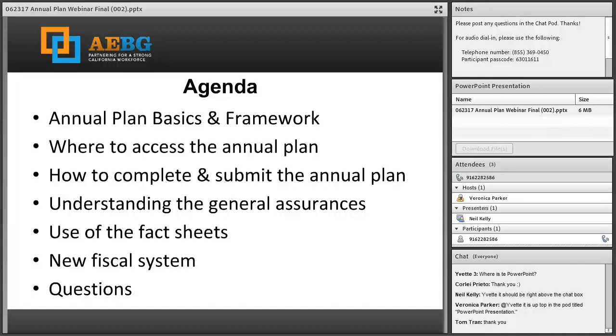Let's take a look at the agenda. Today we'll talk about the annual plan basics and the framework, where to access the annual plan, how to complete and submit the annual plan, understanding the general assurances, using the fact sheet, the fiscal system, as well as any questions.